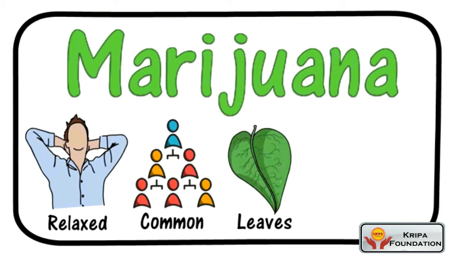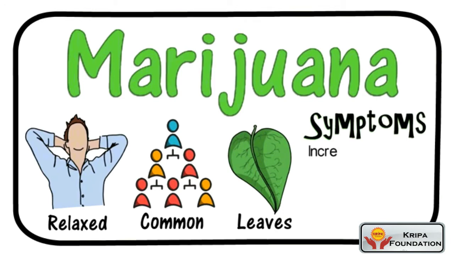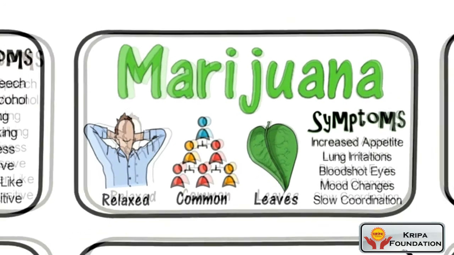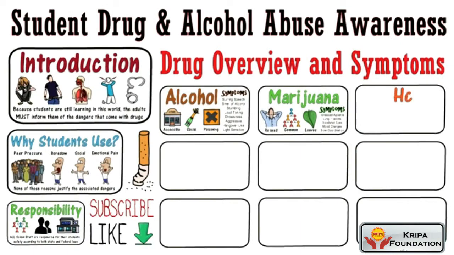Be on the lookout for these symptoms in students: an increased appetite, lung irritation, bloodshot eyes, mood changes, and slow coordination. Moving forward, we come to heroin.